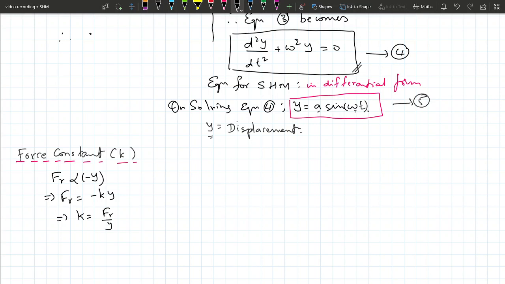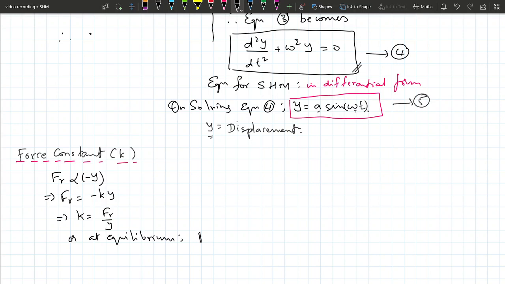Here I have left out the negative sign. The negative sign indicates the direction of the restoring force. It is pointing towards the equilibrium. Now this is the definition for the force constant. It is the restoring force per unit displacement, or I can write it as at equilibrium.